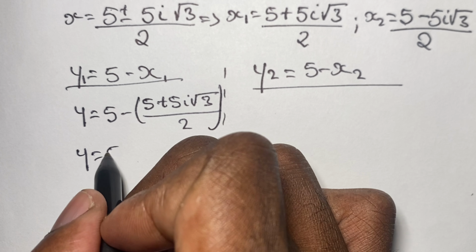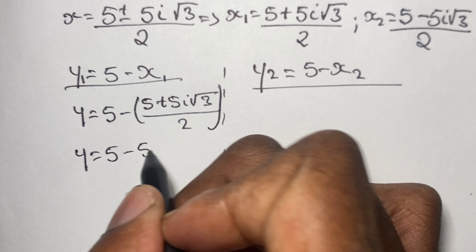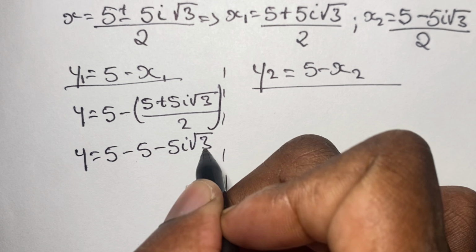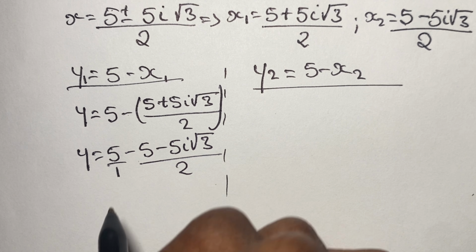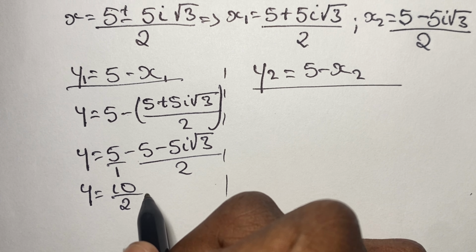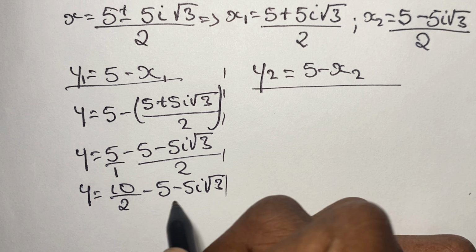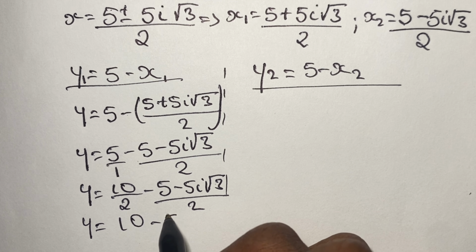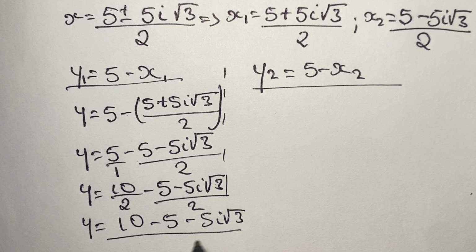Now to solve y, we need to expand our bracket, so we need to multiply negative 1 and what we have here inside the bracket. So we'll have 5 minus 5i times the square root of 3 over 2. Now since 5 is 5 over 1, we need to find an equivalent fraction for 5 over 1. So we'll have 10 over 2 minus 5 minus 5i times the square root of 3 over 2. And now having this, we can find the value of y. So y is equal to 10 minus 5 times i times the square root of 3 all over 2.